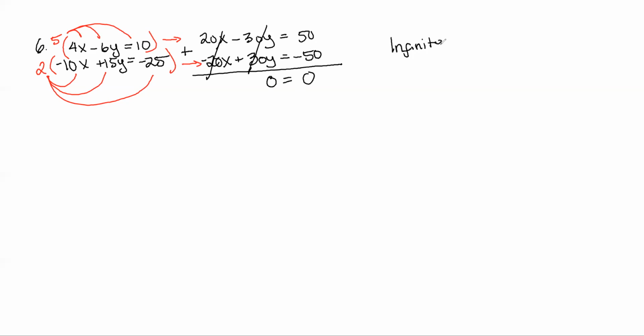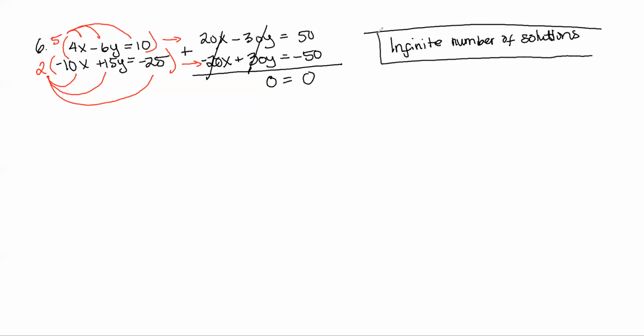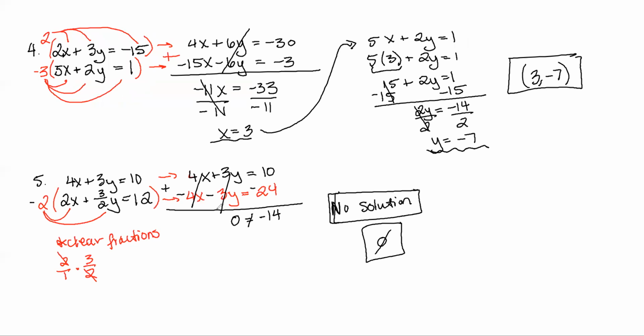We can write an infinite number of solutions. Remember, that means if you have the exact same line, they're always touching, so you have an infinite number of solutions. They all relate back to each other. If we look back to number 5, since we had no solution, what kind of lines must we have? Parallel lines. Since they have no solution, they never touch.